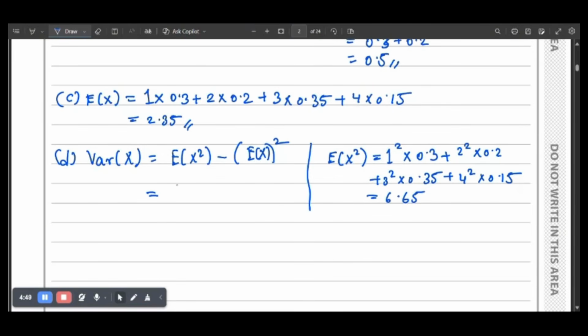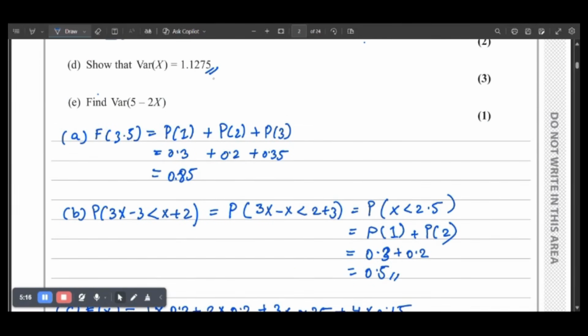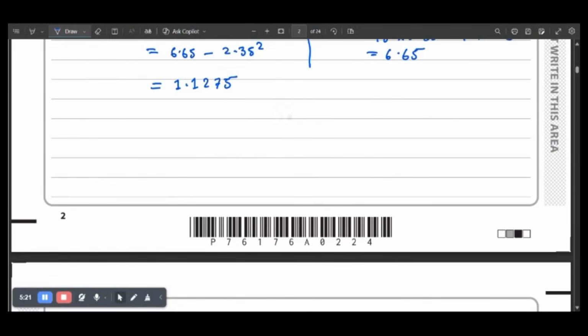So we will just substitute the values. 6.65, minus, we know E(X) equals 2.35, so 2.35 squared. This will equal 1.1275. We can see the value given in the question is the same as we obtained from calculating. So we can say we have shown that the variance equals this value.